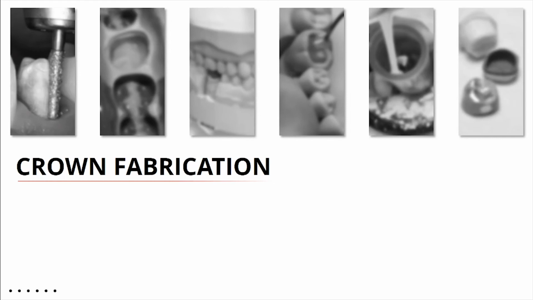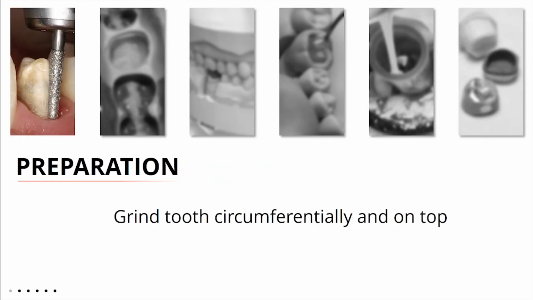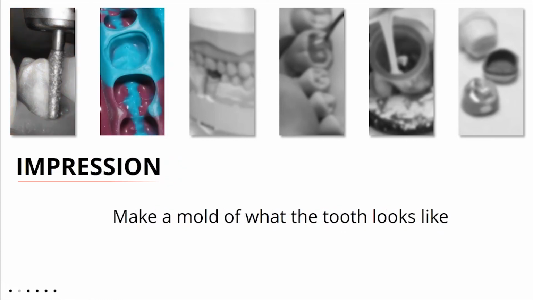So like we said, a crown is a cap that fits circumferentially over a tooth. So one of the first things that we're going to do is to grind the tooth circumferentially. So we're going to have to grind it and remove all this tooth structure around it, plus a little bit on top to make room for our cap or crown.